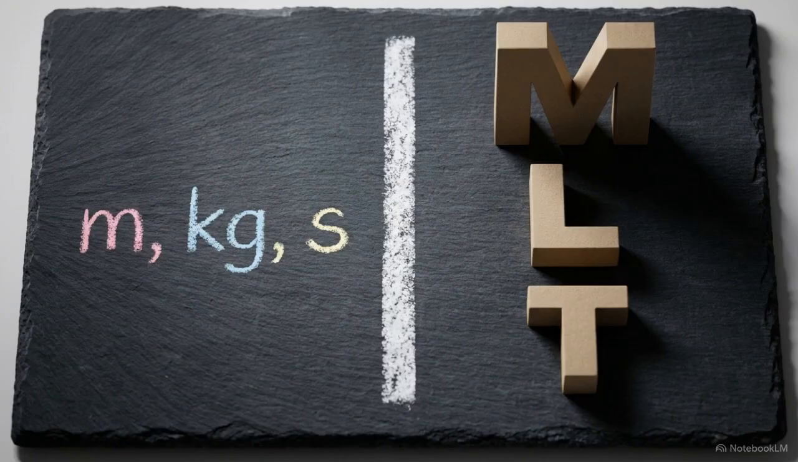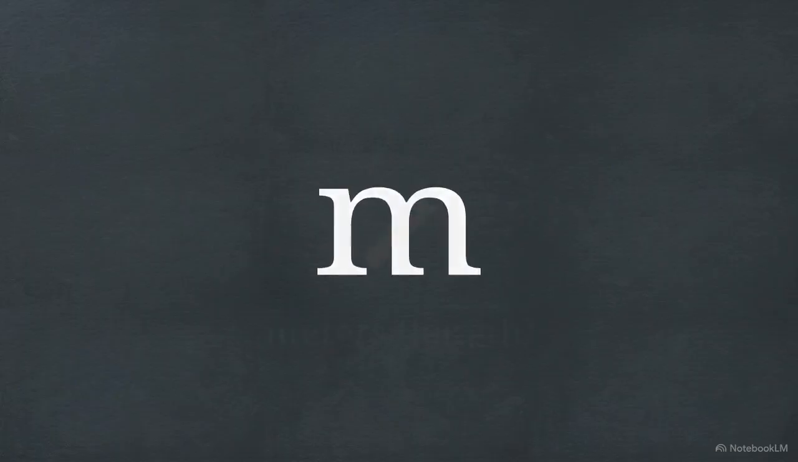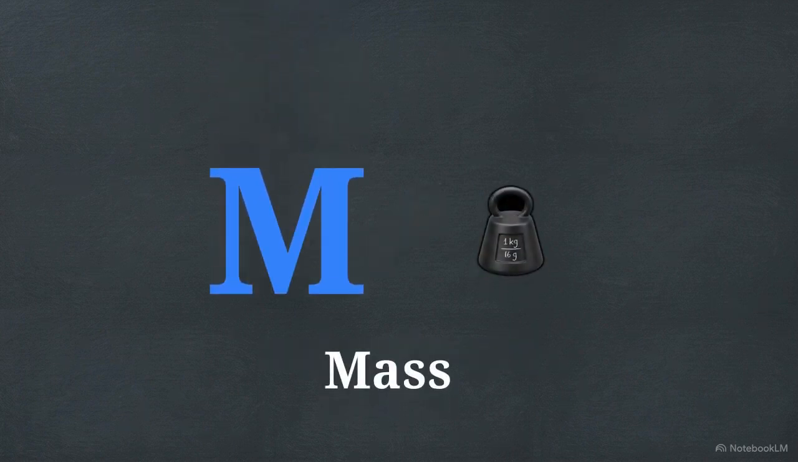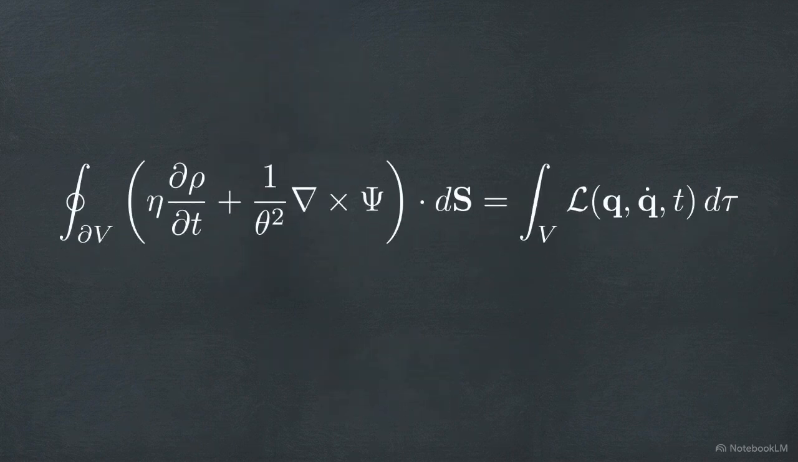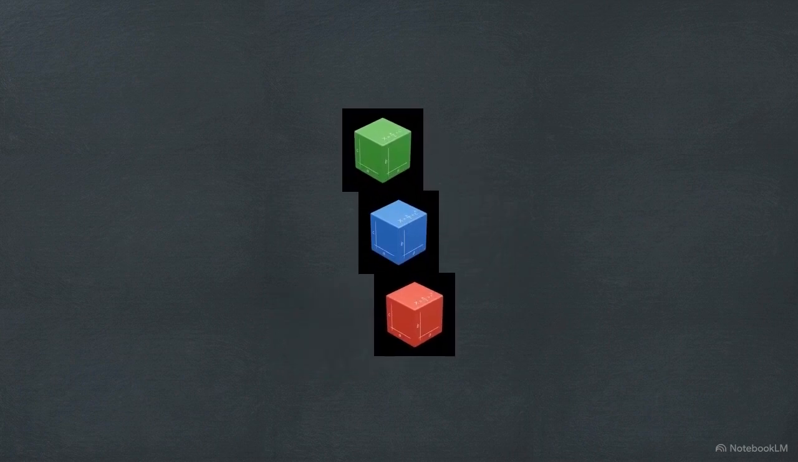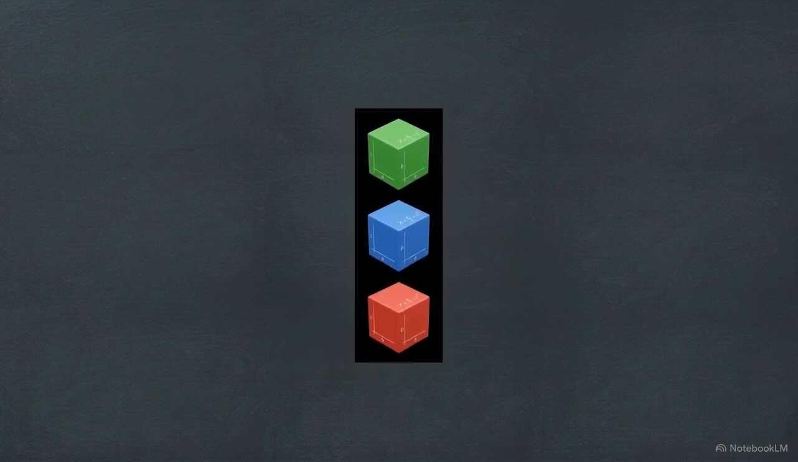It is vital to distinguish unit symbols from dimensional symbols. A lowercase m denotes meters, a unit of length. A capital M denotes mass, the physical dimension itself. When you treat physical quantities as building blocks, you gain the ability to dismantle complex problems. Once the base dimensions are identified, the formula's complexity becomes irrelevant.